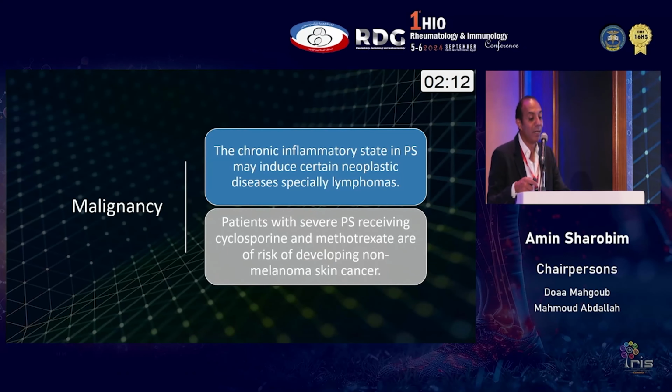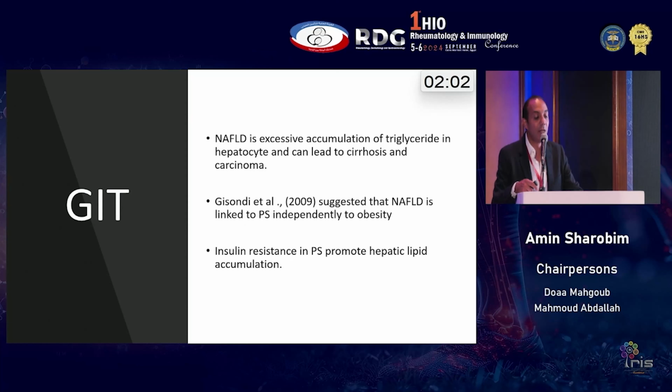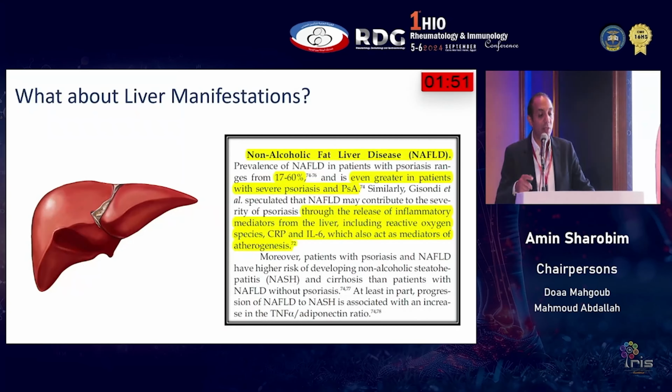Don't forget about malignancy. The chronic inflammatory state in psoriasis may induce certain neoplastic disease, and we have to look for breast cancer, cervical cancer, colorectal cancer, and lung cancer in this patient. Non-alcoholic fatty liver disease, which is the accumulation of triglyceride, is very important and should be looked for in this patient.